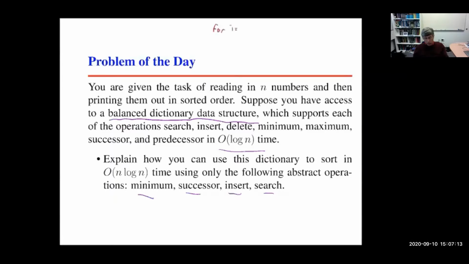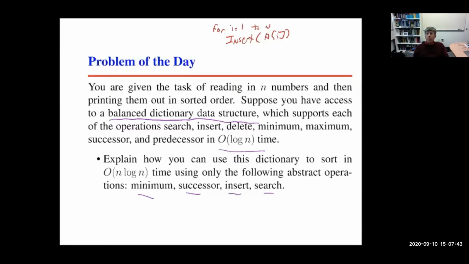I claim the first thing I'm going to want to do is something that looks like for i equals 1 to n, insert a sub i. Maybe these elements are going to start out in an array, or I'm going to read them. One way or another, I'd better start by building my tree. And the only way I can build it is by doing insertion operations. What is the next thing I've got to do?